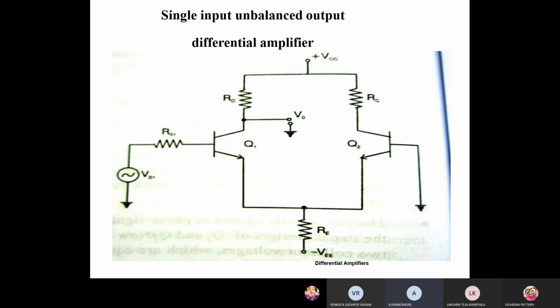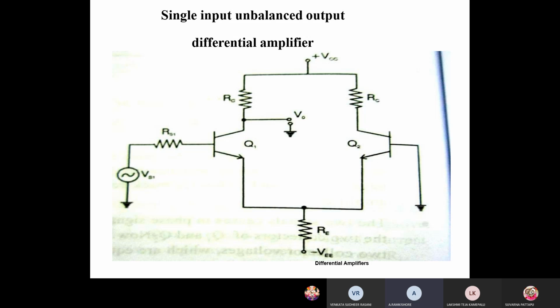Whenever we observe the circuit diagram of this one, here Vs is the single input, and the other input will be grounded. That means V1 minus 0, and we will get only the V1 difference. Whatever noise or common mode rejection ratio V1 has will be given as the output V0. So this is the single input unbalanced output differential amplifier.